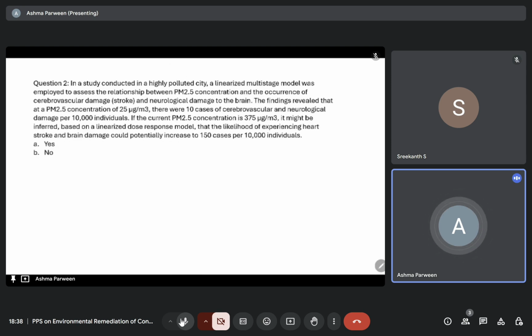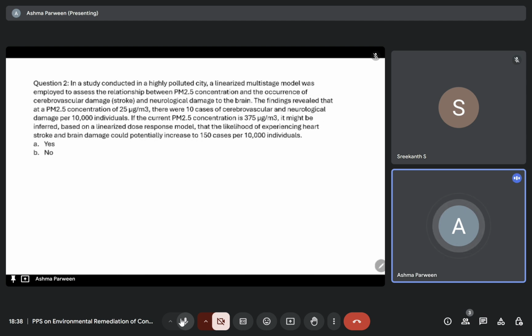So the second question is: in a study conducted in a highly polluted city, a linearized multi-stage model was employed to assess the relationship between PM 2.5 concentration and the occurrence of cerebrovascular damage, stroke, and neurological damage to the brain. The findings reveal that at a PM 2.5 concentration of 25 micrograms per meter cube, there were 10 cases of cerebrovascular and neurological damage per 10,000 individuals.